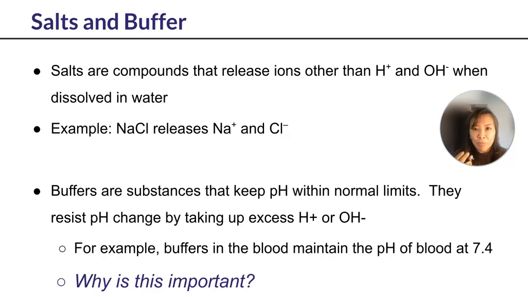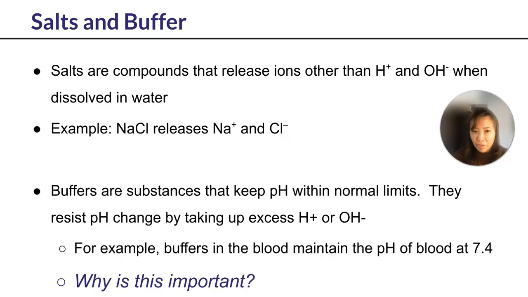So typically we use a buffer when we don't want the pH to change a lot, and it does this by taking up the excess hydrogen ions if we're adding too much, like hydrochloric acid, for example. On the same note, it will take up the excess hydroxyl ions. So we typically want buffers in order to keep the pH consistent within something. An example of this is in our blood. We want our blood to maintain a pH of 7.4.